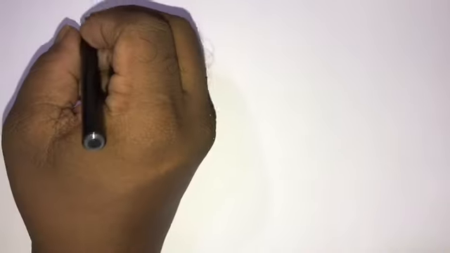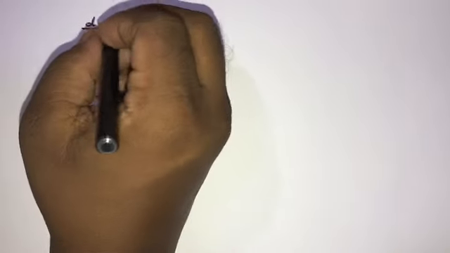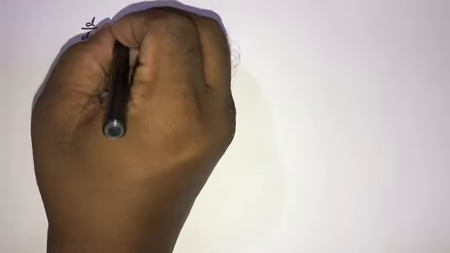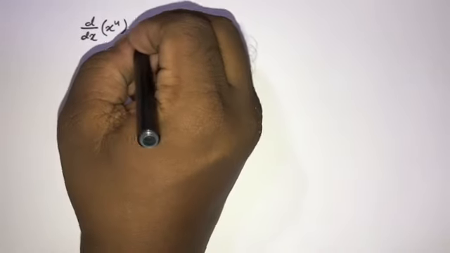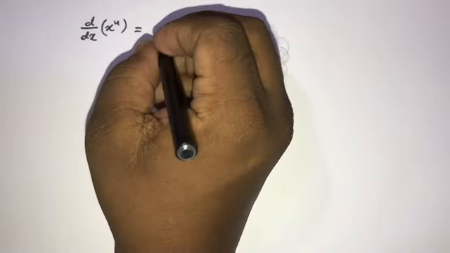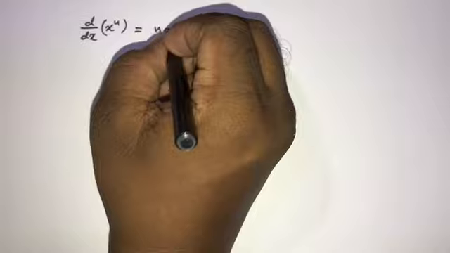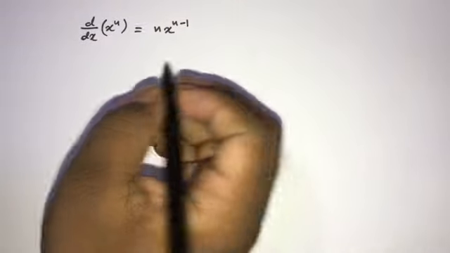Today I am going to discuss another interesting topic, the imaginary derivative of x. First, I am going to take the general formula for the kth derivative of x to the n. So d/dx of x to the n, by the general power rule, we know this is equal to n times x to the n minus 1.